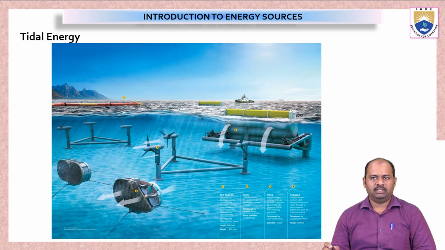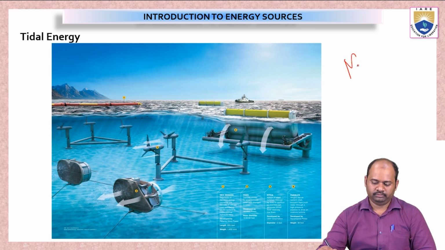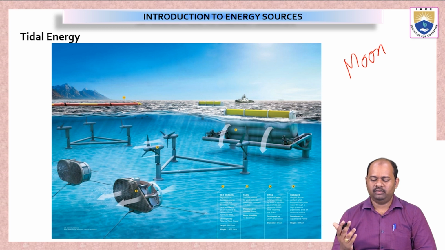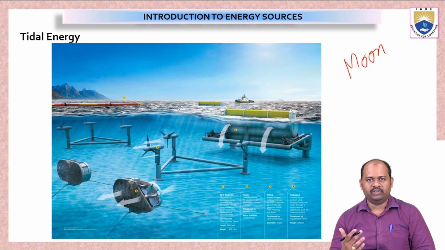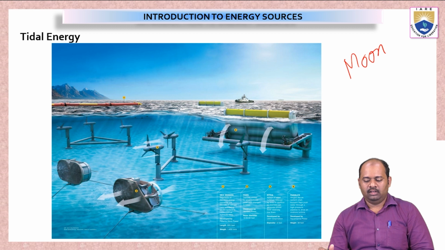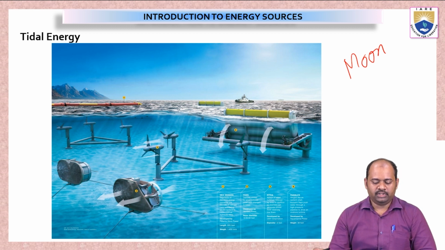Tidal energy is the energy produced with the help of tides in the oceans. We know that the rotation of the moon around the earth will create ripples or waves in the oceans, due to gravitational forces generated by the moon. These gravitational forces produce waves in any ocean we take. So these tides are used to produce electricity.